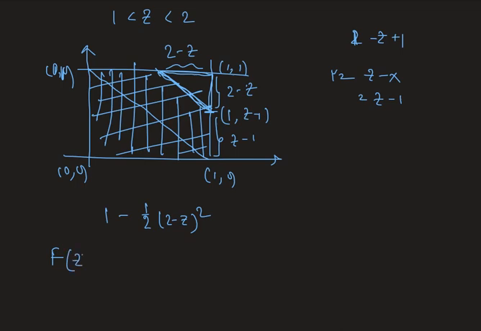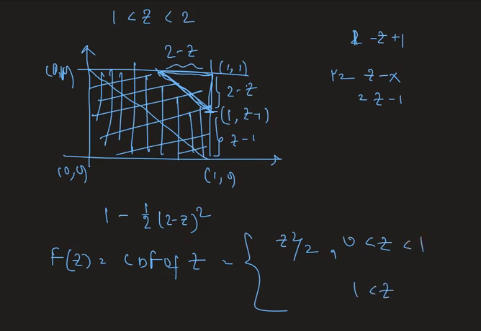Therefore, the CDF of z will be z square divided by 2 when z is in between 0 to 1, and when z is 1 to 2, the value of the CDF is 1 minus half of 2 minus z whole square.